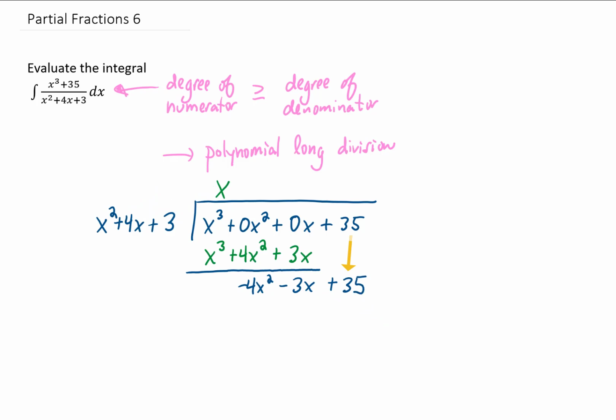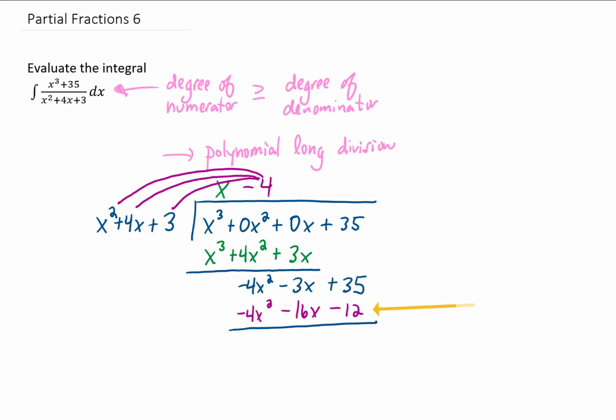The next question we want to ask is then, what would we multiply x squared by to get negative 4x squared? The answer is negative 4. Again, we can take that negative 4 and multiply it through this polynomial. Having done that, we can subtract again. The negative 4x squareds cancel. Negative 3x minus a negative 16x gives us a positive 13x. And 35 minus negative 12 gives us a positive 47.